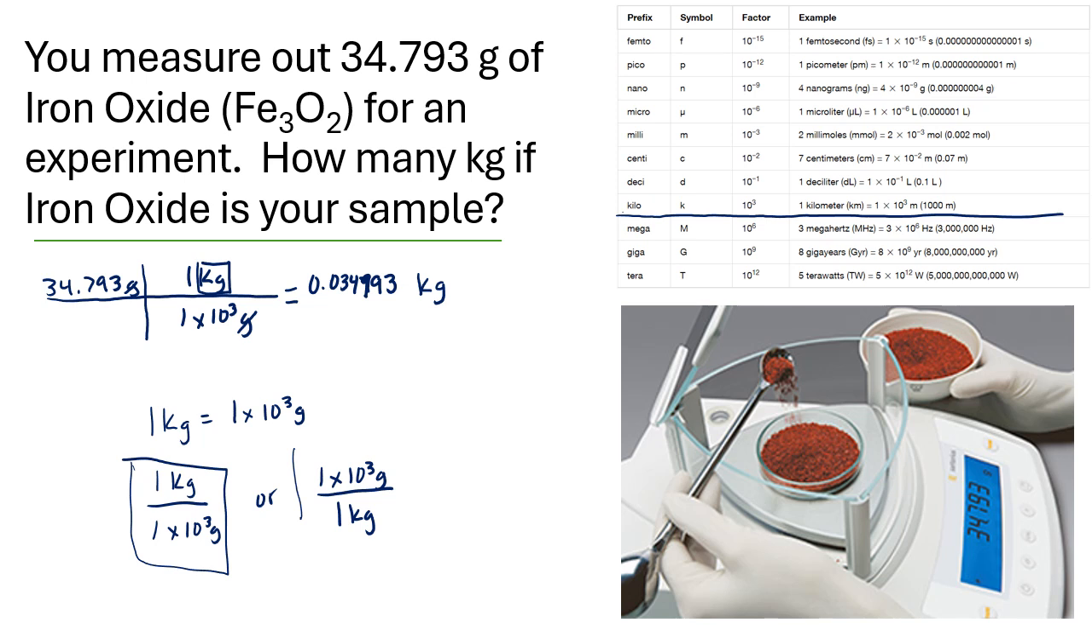And we see again, the relationship has exact or infinite amounts of sig figs. The given quantity has 5 significant figures, and so we have 5 significant figures in our answer.